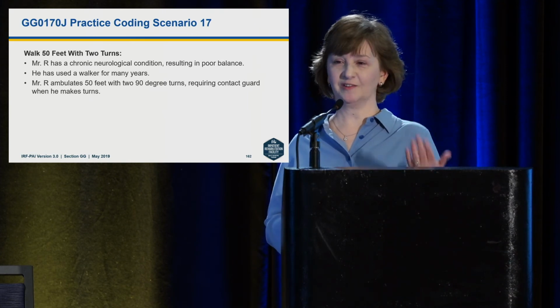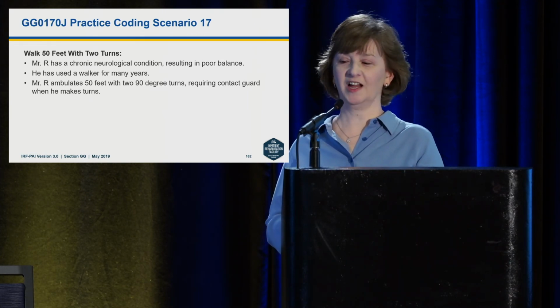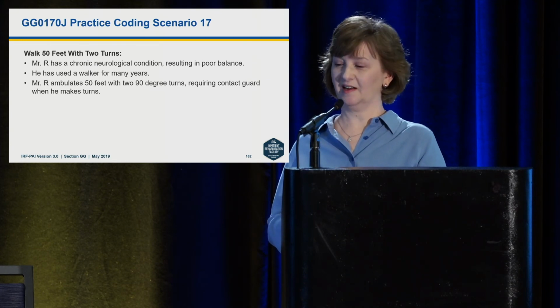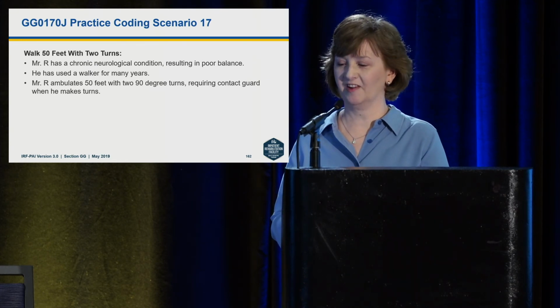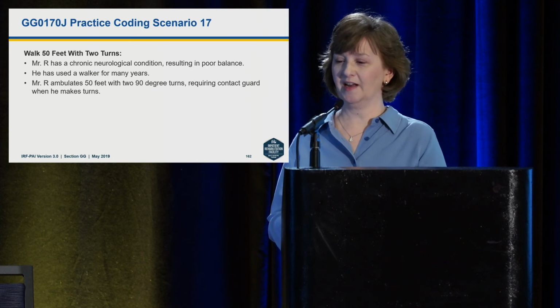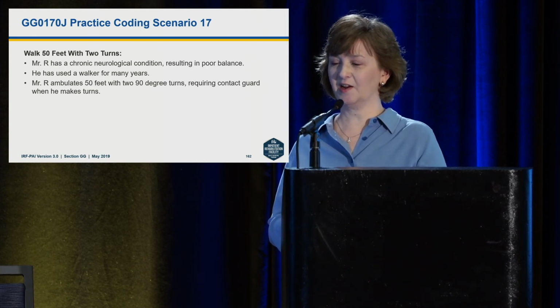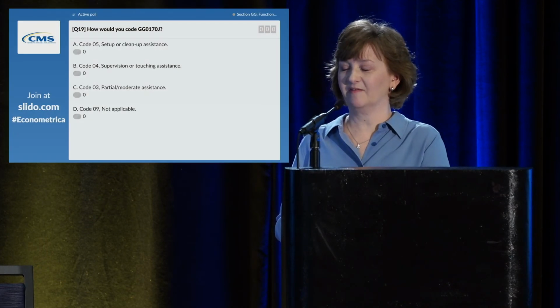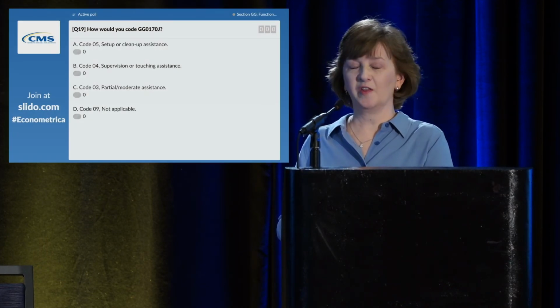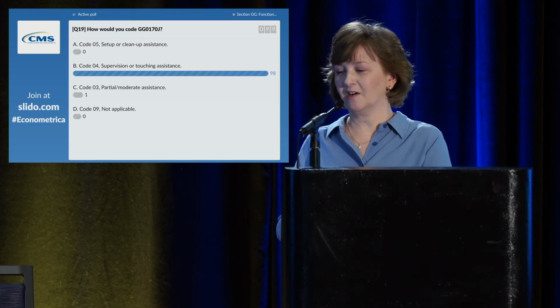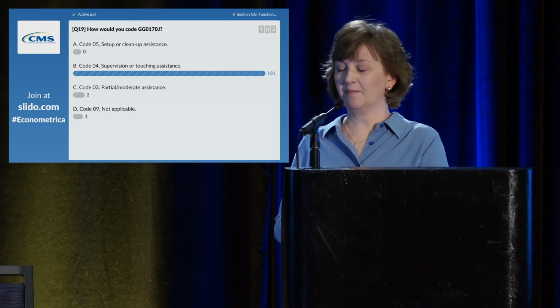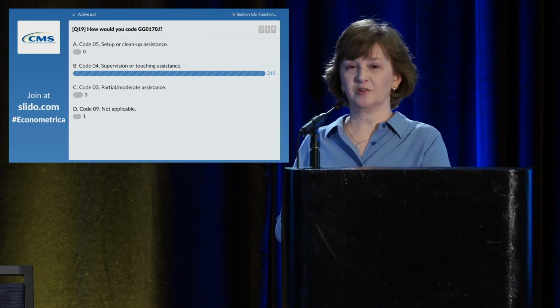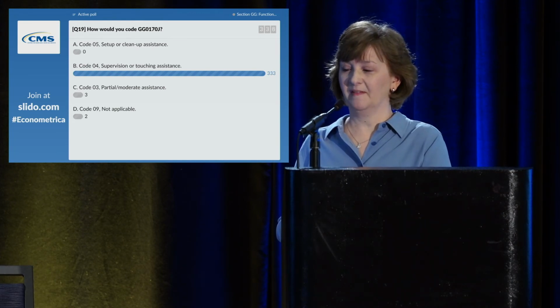So again, if you're thinking about the decision tree, how much help was provided, there's 1 helper, and it says that there's contact guard being provided. So you can go ahead and enter your responses into Slido, and the options for Slido are going to be coming up in just a sec. There they are. The options are level 5, setup or cleanup assistance, 4, supervision or touching assistance, level 3, partial or moderate assistance, 9, not applicable.